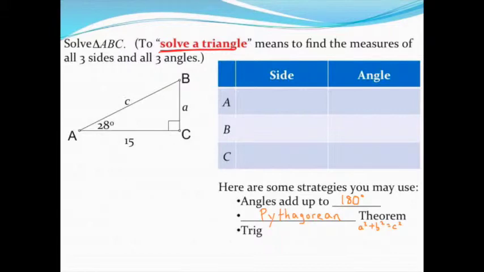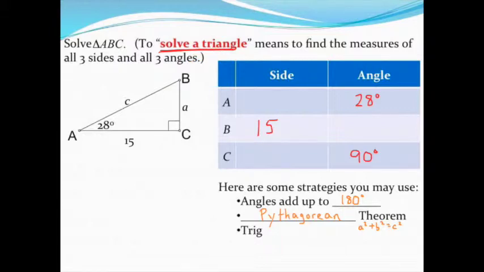Alright, so let's see what I've got. According to my diagram, angle A is 28 degrees, so I'll add that to my chart. It's one piece of information I know. I know angle C is 90 degrees, the right angle symbol tells me that. And then I know side B, and I know that's side B because it's opposite of angle B, is 15. So there's the 3 pieces of information they gave me. I want to find the other 3 pieces of information.